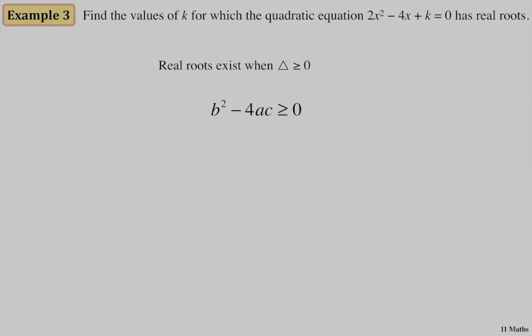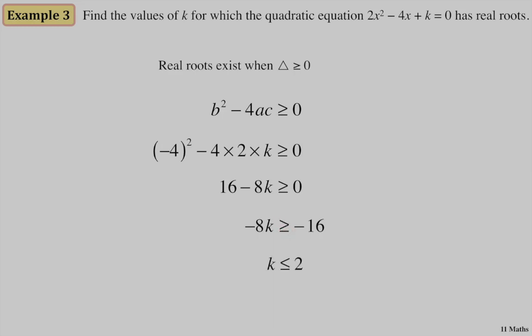Well, what's a? a is the number in front of x squared, so a is 2. b is the number in front of x, it's -4. And c is the constant term, it's k. So we put those values into the formula, and we end up with 16 minus 8k is greater than or equal to 0. Take 16 from both sides. Now I'm going to divide both sides by -8. Dividing by a negative is going to reverse my sign, and there is my solution.